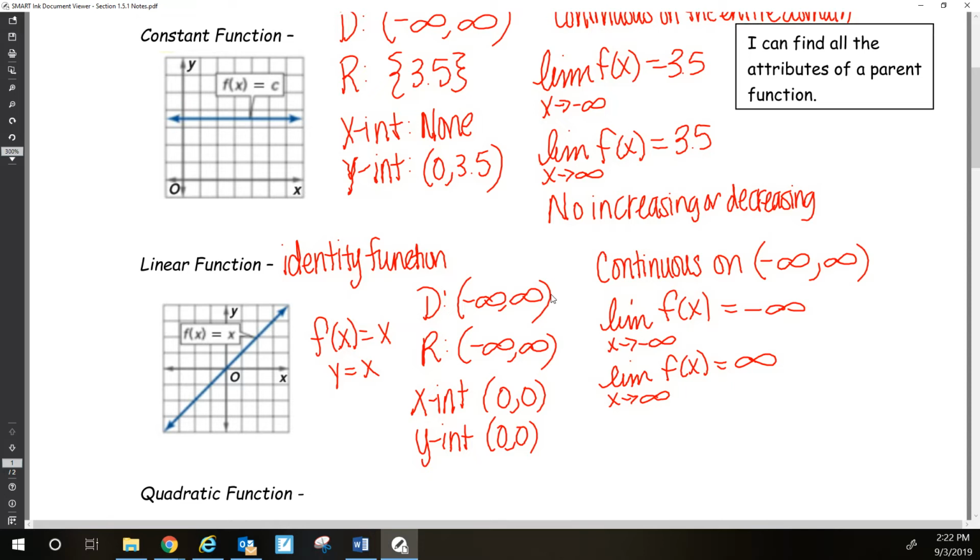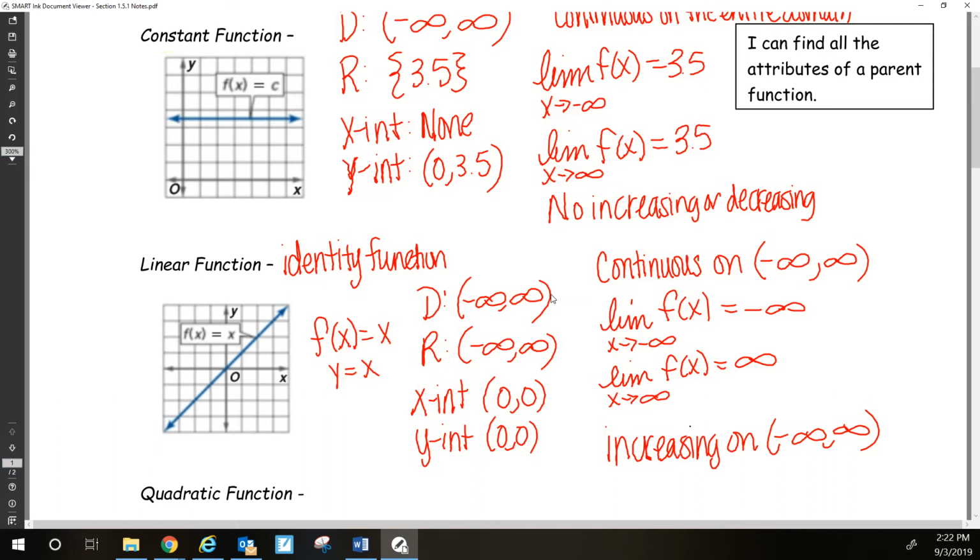Remember, you read your graphs always left to right. So going left to right, this guy is always getting bigger. So it's increasing on the entire domain, which is negative infinity to infinity. All right, there's the linear function.